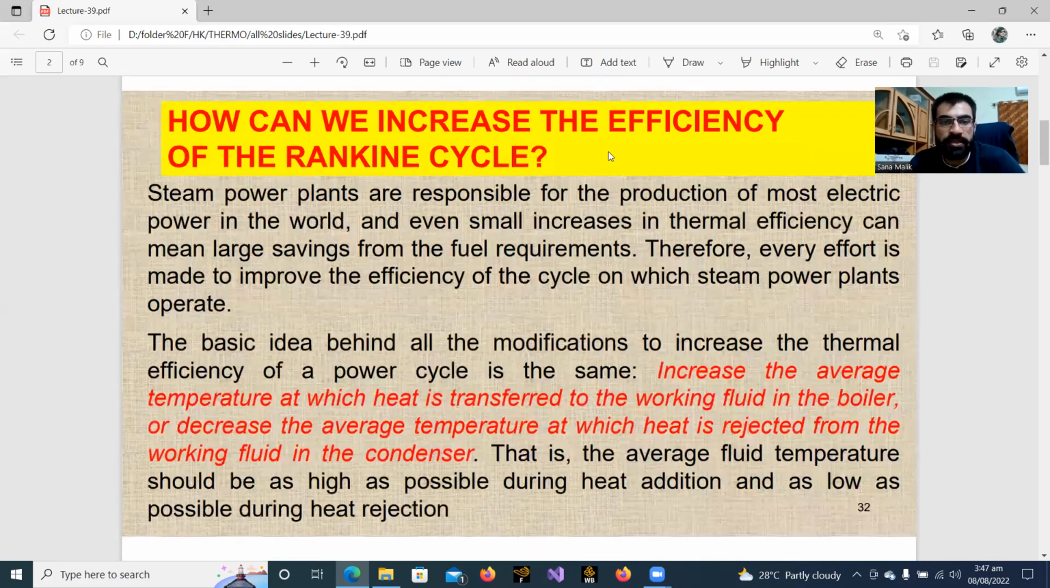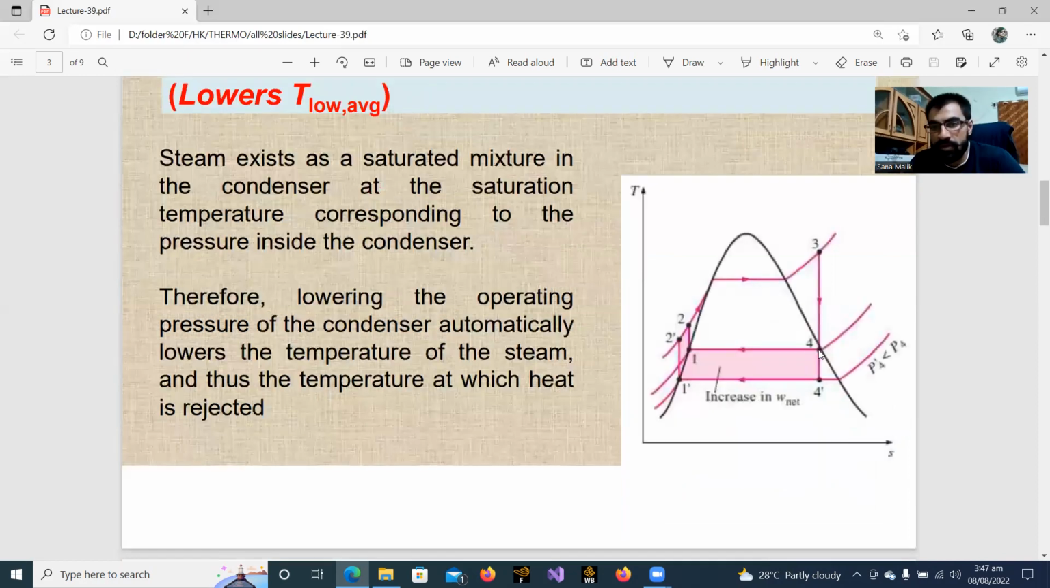If we can lower the condenser pressure, so this was the actual condenser pressure, the turbine will have more room to expand and thus it will give more work output.